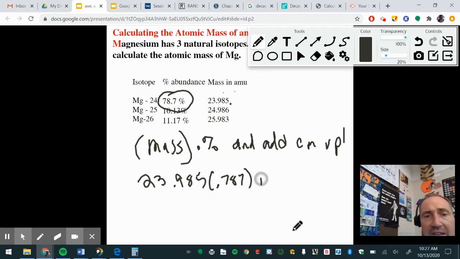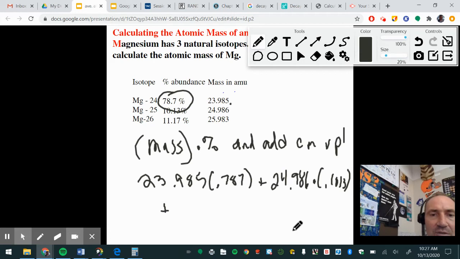All right, so you're going to add that to 24.986 times 0.1013. And then you're going to add that to 25.983 times 0.1117. So you're going to add all these up. So you take the mass times the percent and add them up.